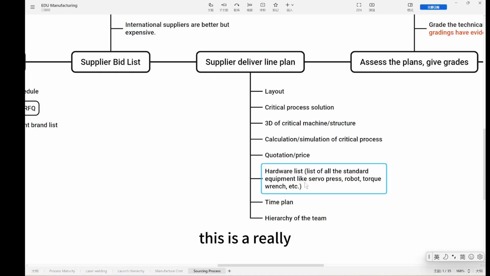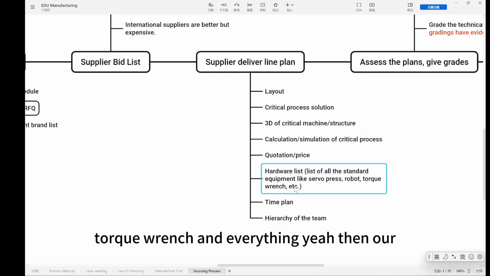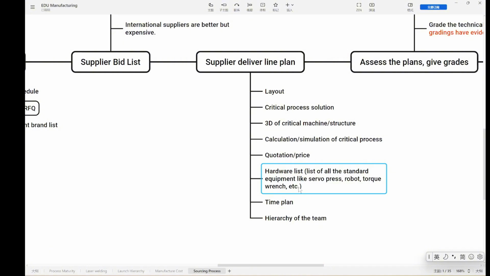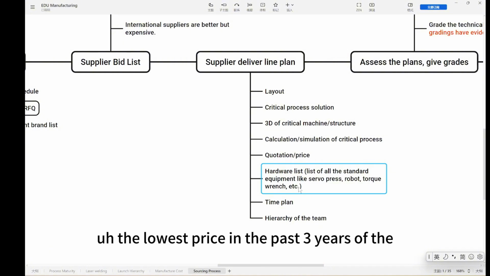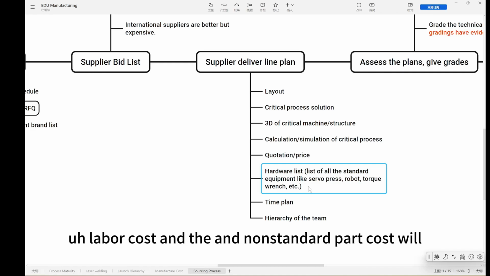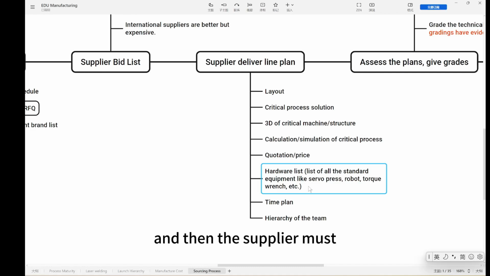Then the hardware list. This is a really interesting part because in CATL, the company I'm working in, we have this kind of policy. The supplier must deliver the hardware list, including all the standard equipment like servo press, robot, torque wrench, and everything. Then our IE team, industrial engineering team, will do price checking. They will use the lowest price in the past 3 years of the whole corporation to make a price list to say, okay, all your hardware is worth this money, and your labor cost and the non-standard part cost will have a coefficient, and they will estimate the whole price of the line, and then the purchasing must do the bargaining within this frame. The supplier's final quotation cannot exceed this result.